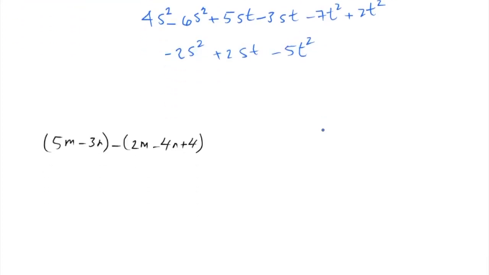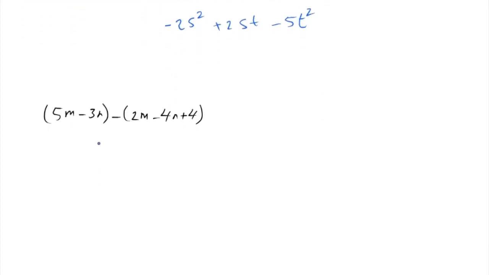Now let's do one more example. Whenever you have a subtraction, you rewrite the first one the way it is. So let's rewrite the first polynomial, 5m minus 3n. Now the negative just changes the signs. This was a plus here before because there was nothing. So it becomes negative 2m, positive 4n, and negative 4. Let's collect like terms.